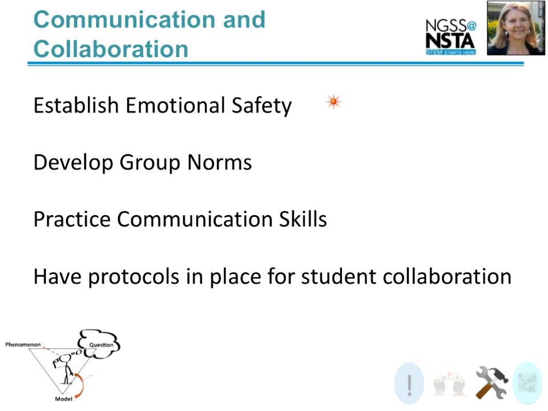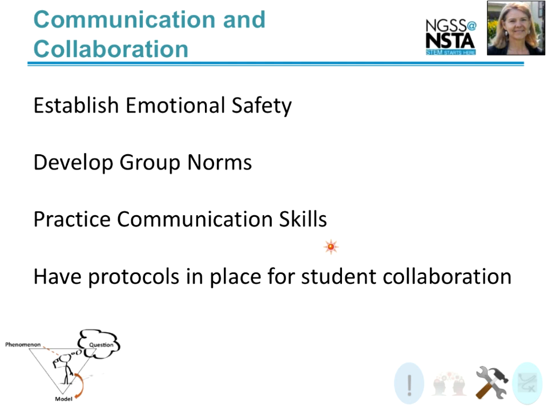The first thing, of course, is to establish emotional safety. If students don't feel comfortable talking with each other and sharing their ideas and being willing to be wrong, then it's going to be really hard to develop some of these ideas with your students. So establishing emotional safety is important. Also, developing group norms, or agreements, is very, very important. And if those come from the students, that's all the better.